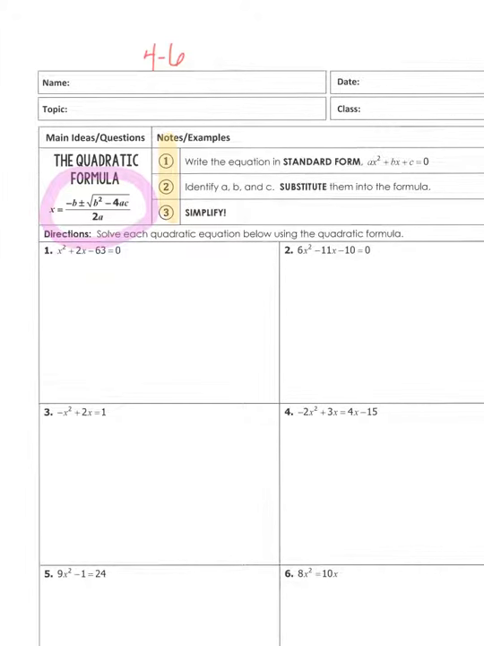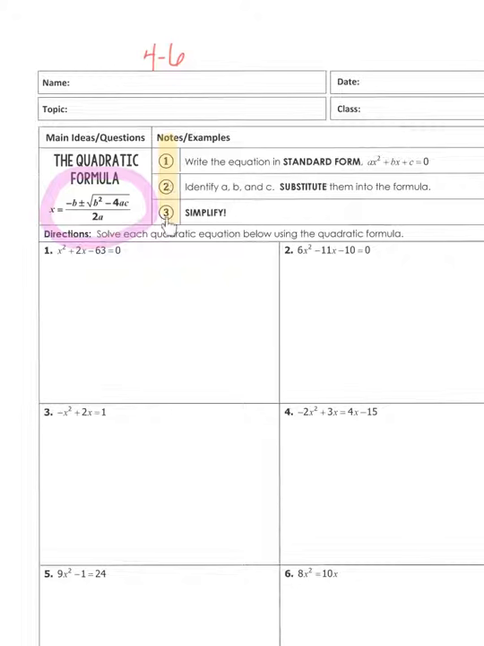So there is a song that goes to Pop Goes the Weasel that you can sing to help you remember this. So here we go. X is the opposite of b plus or minus the square root of b squared minus 4ac all over 2a. So if you continually sing that to yourself correctly and write down the quadratic formula each and every time you do a problem, you are more likely to know it.